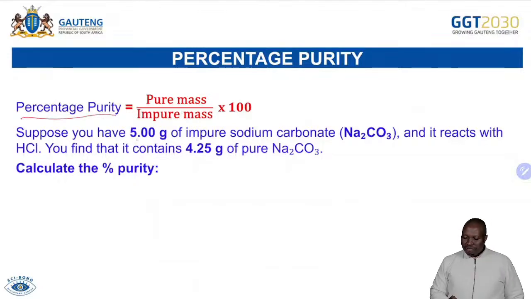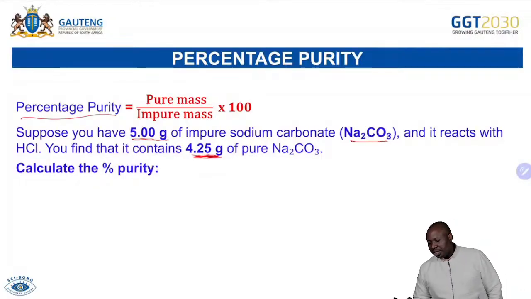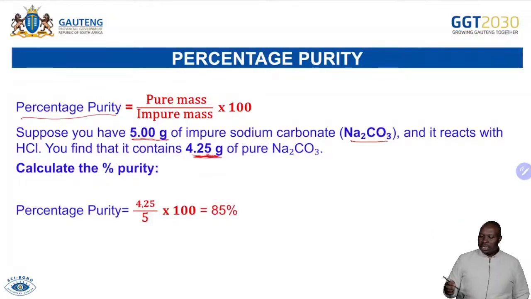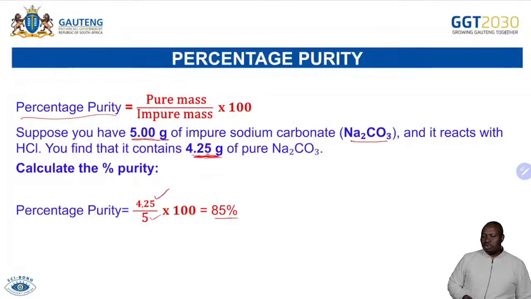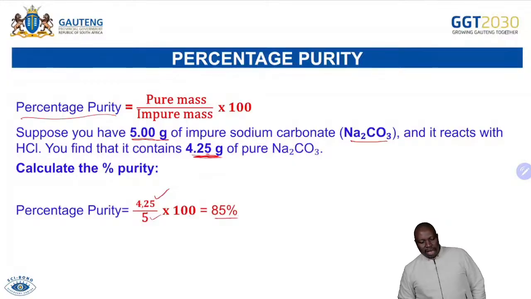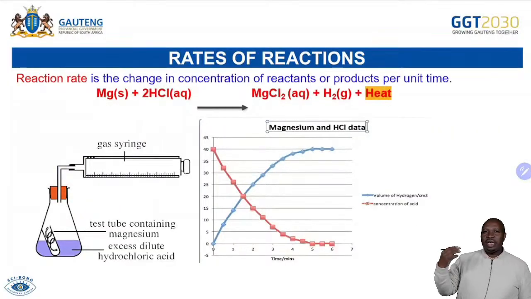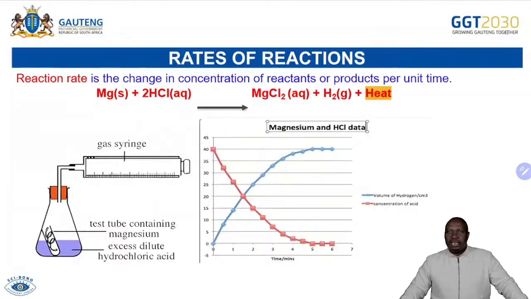In this case, we're given the total impure as 5 grams of sodium carbonate, and we find that the pure sodium carbonate was 4.25. The question was to calculate percentage purity, which in that case you will simply say pure mass divided by total impure multiplied by 100, and then you are able to get your percentage. So if you find a question that talks about percentage purity, definitely you must do it.